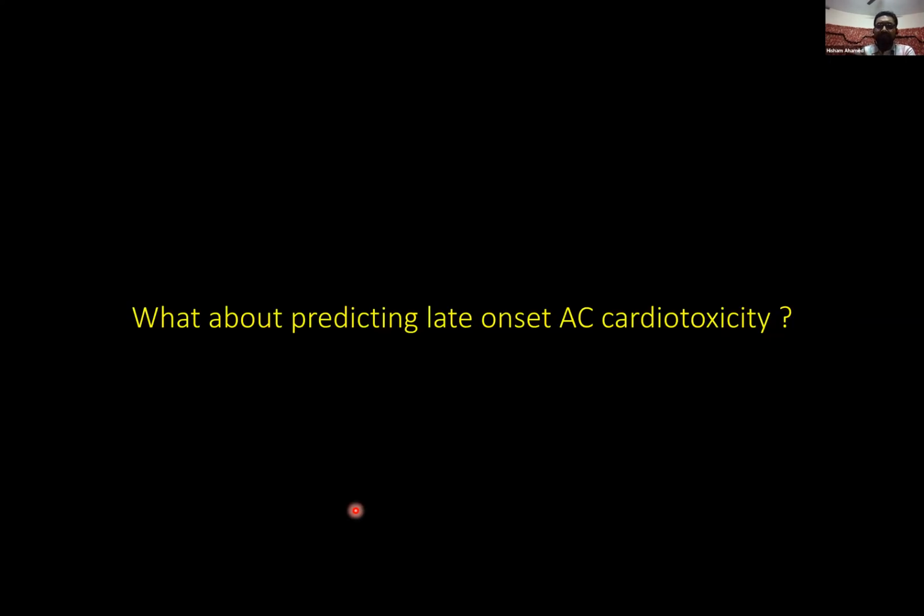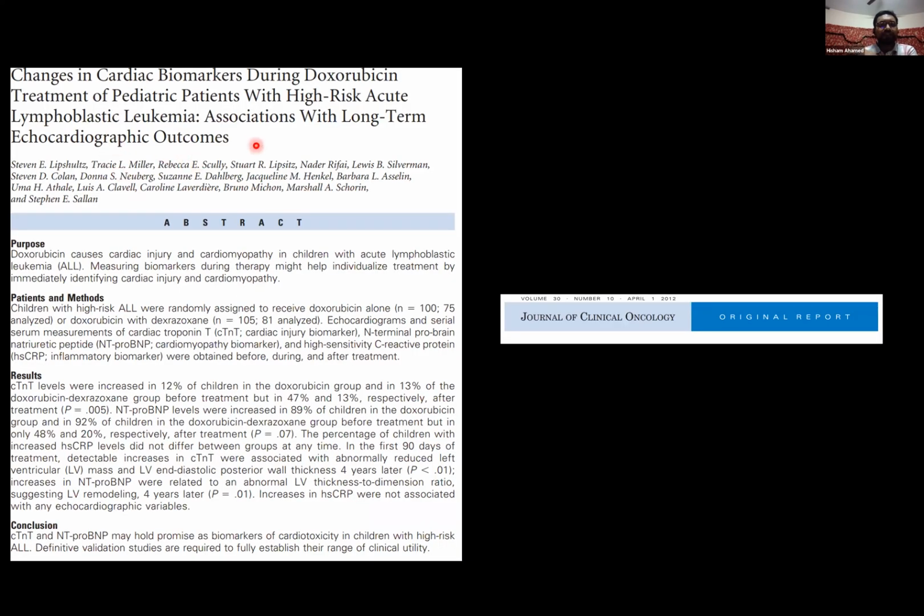What about predicting late onset anthracycline cardiotoxicity? And that data is much more robust from the pediatric subset. And essentially, this trial looked at changes in cardiac biomarkers during doxorubicin treatment of pediatric patients with high-risk acute lymphoblastic leukemia and its association with long-term echocardiographic outcomes.